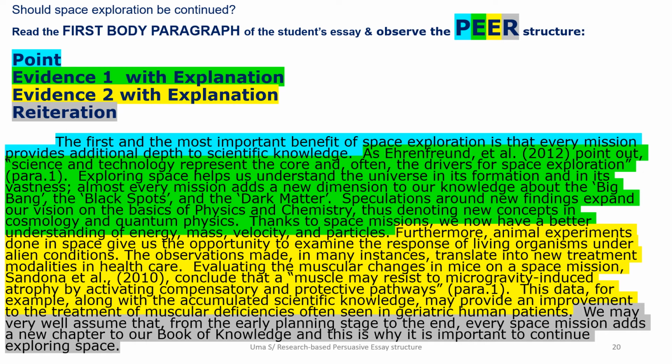The first piece of evidence from research, a quotation by Oren Freund et al., is given to support the student's view. It is followed by an explanation. The first evidence and explanation are highlighted in green. The second piece of evidence by Sendona et al. is also a quotation, and this is given after the explanation is given. This is highlighted in yellow.